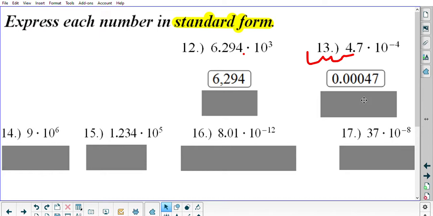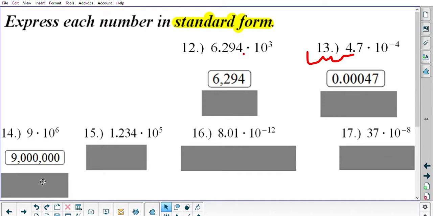All right, I hope you have done that. I hope you've done 14 through 17 on your own. Let's see how you did. Number 14, 9 times 10 to the 6. You should have moved the decimal point 6 places to the right, which on this one adds 6 zeros. So it's 9 million as your final answer.